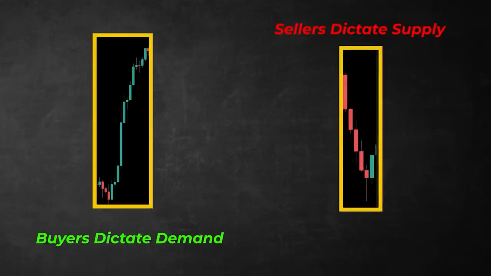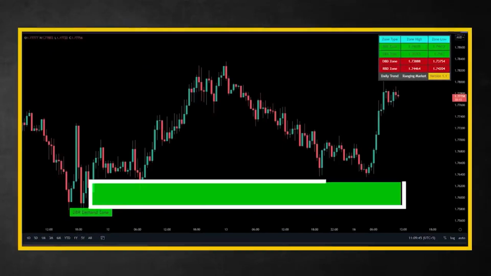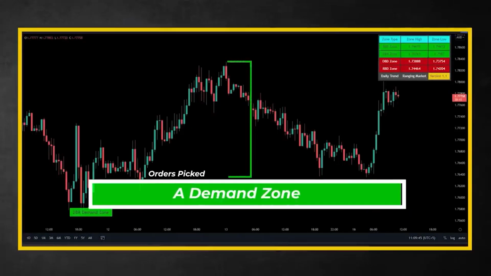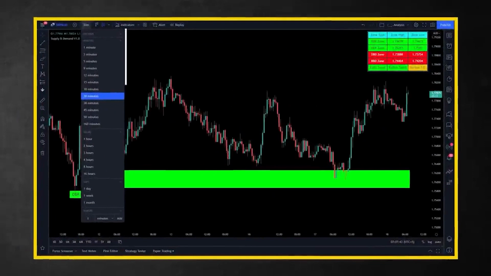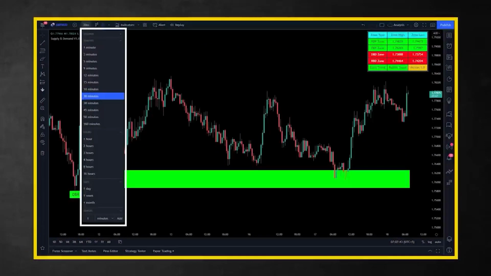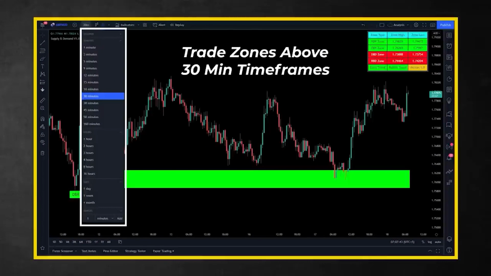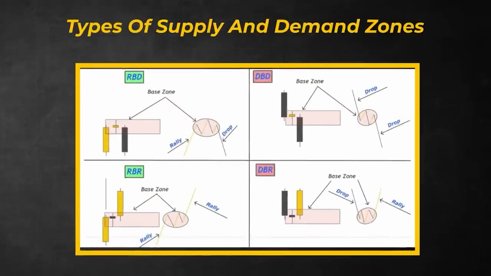So now that you know how supply and demand moves the markets, we would want to detect the supply and demand zones so that we can trade with institutions and generate profits while day trading. And as a side note, supply and demand zones form at almost all time frames. But to be a profitable day trader, I would recommend you trade supply and demand zones at time frames above 30 minutes. There are two types of supply and demand zones.